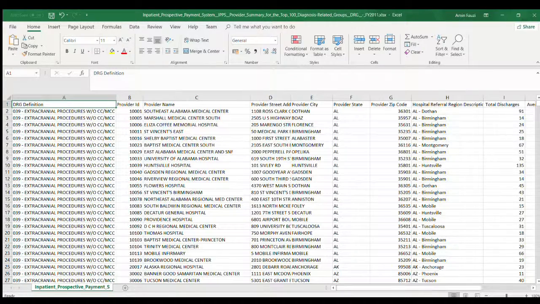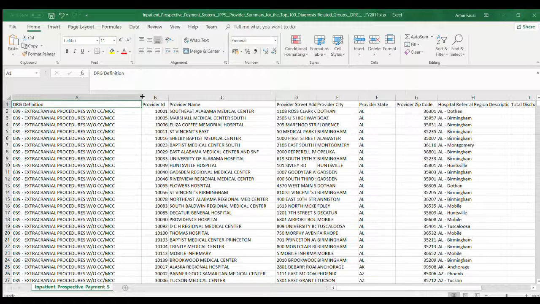For example, here we can see the first sample, which is number 2. We can see the DRG definition, which is the type of treatment in each hospital. For the first one, we have 039, which is extracranial procedure W/OCC/MCC, and the provider ID is 10001, and the provider name is Southeast Alabama Medical Center.